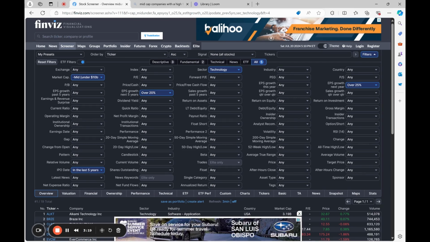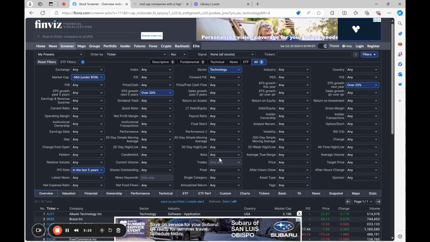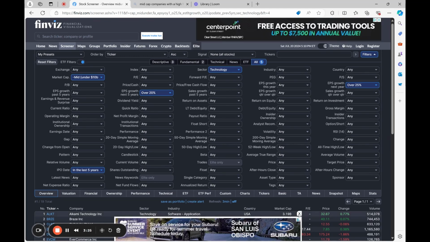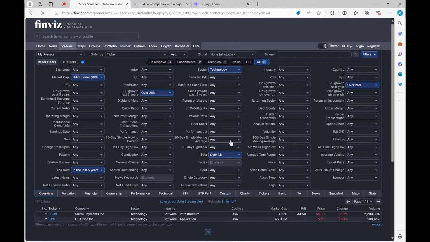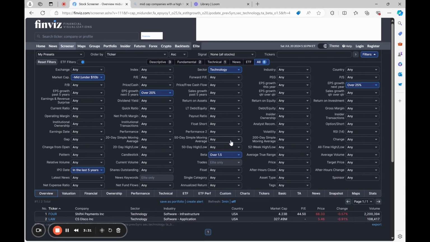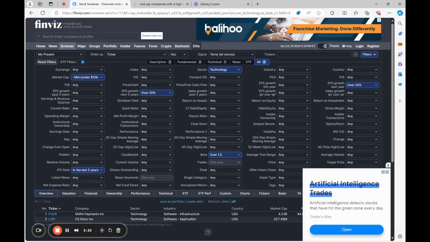And then after that, we have beta, which is right here. There are two big options for this one. You can do either over 1.5 or under negative 1.5. For a little bit of context, beta is a measure of volatility, and it tells us how much a stock moves in comparison to the general market, generally an index of sorts like the S&P 500.